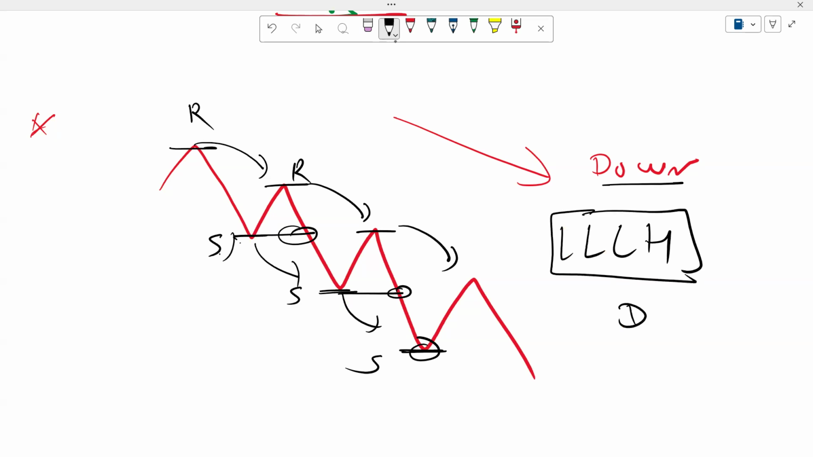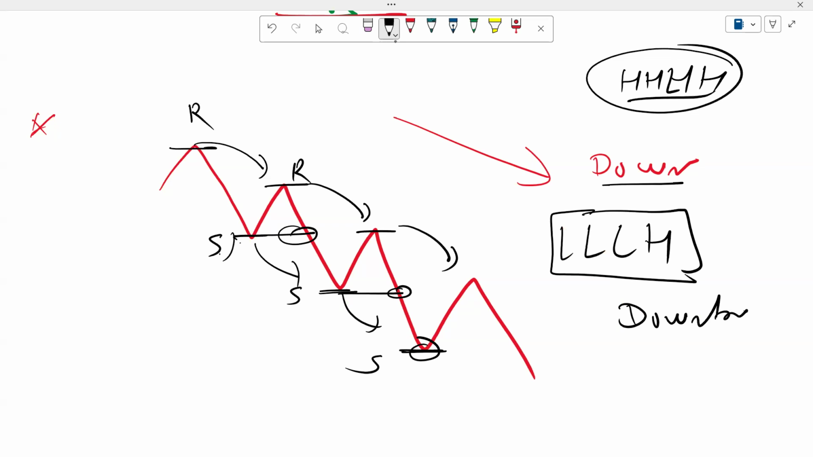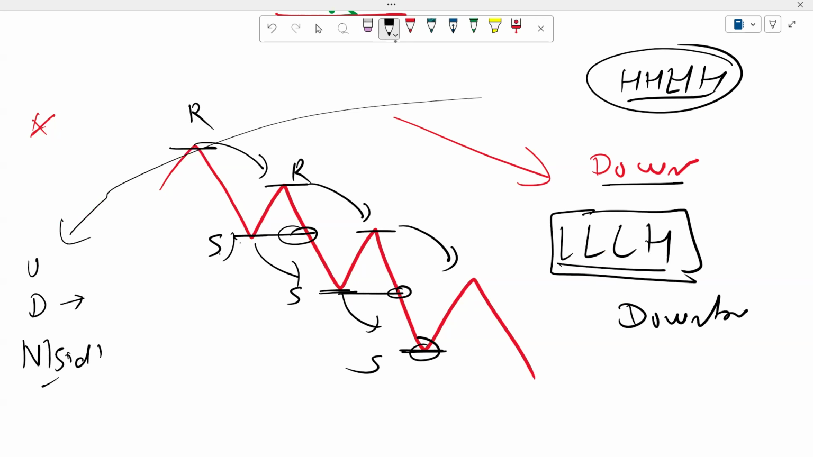Okay, this is your downtrend. Or your uptrend is what? Your higher highs, higher lows. This is your uptrend. And apart from these, everything is no trend. Either there is an uptrend, or there is a downtrend, or the third is no trend, or sideways, you can call it. Higher highs, higher lows is your uptrend. Lower lows, lower highs is your downtrend.